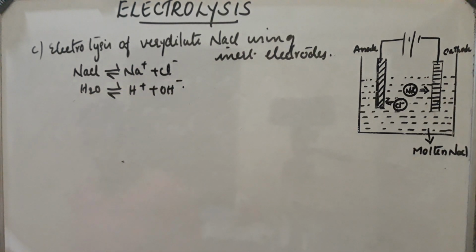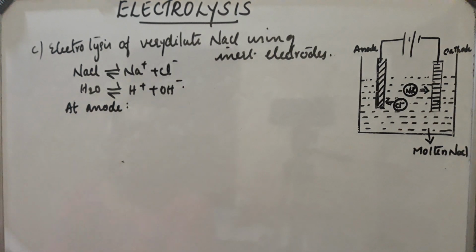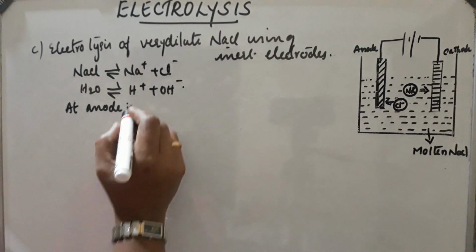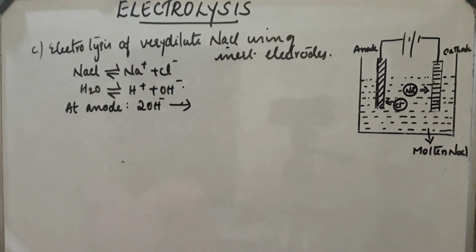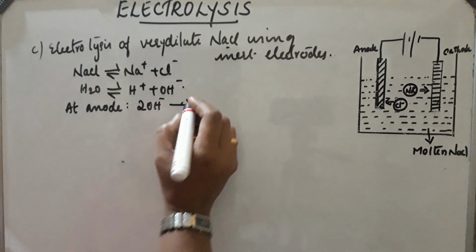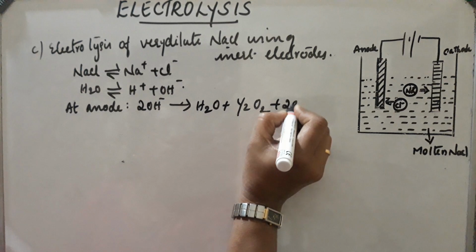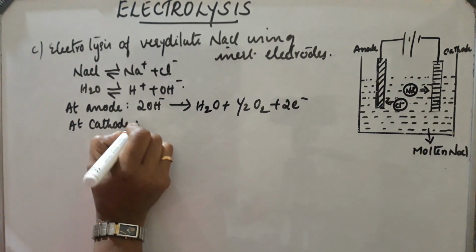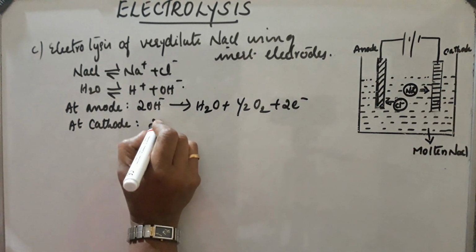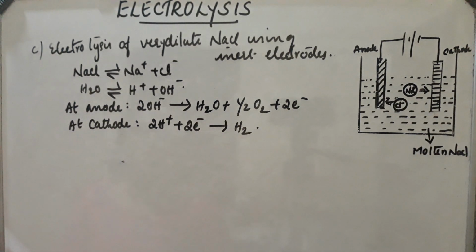Now at the anode, what happens? OH- gets discharged, because it needs less energy for discharge according to the preferential discharge theory. So what happens? OH- gives H2O plus half O2 plus 2 electrons. At the cathode, H+ accepts those 2 electrons and H2 gas is liberated.